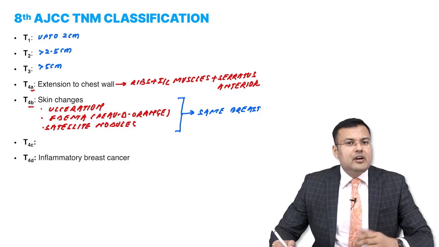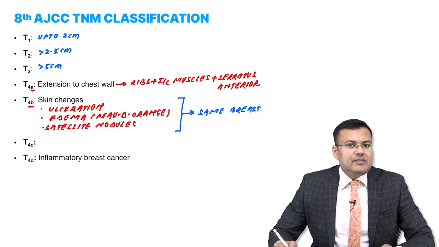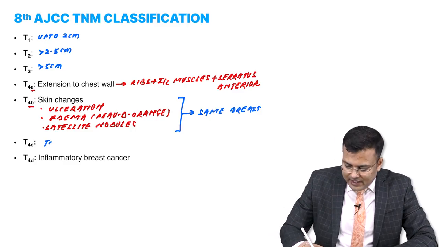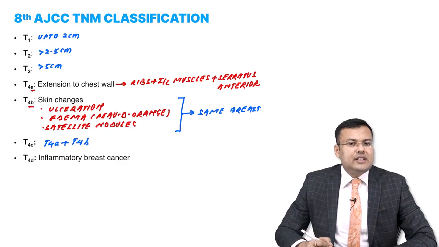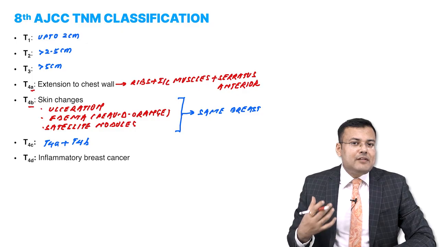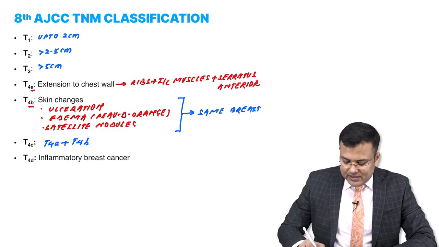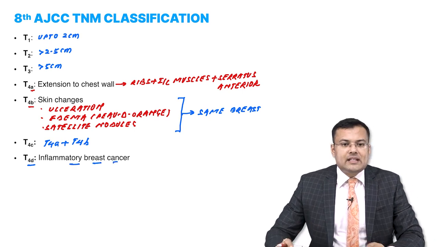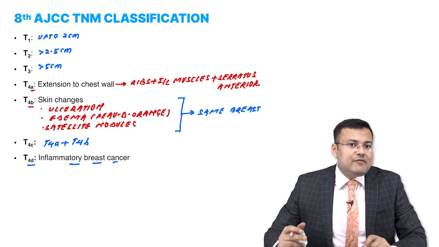What is T4C? When both changes are there, T4A plus T4B, that is T4C. And whenever the patient has inflammatory breast cancer, that is T4D. This is T staging. Now see the lymph node staging.